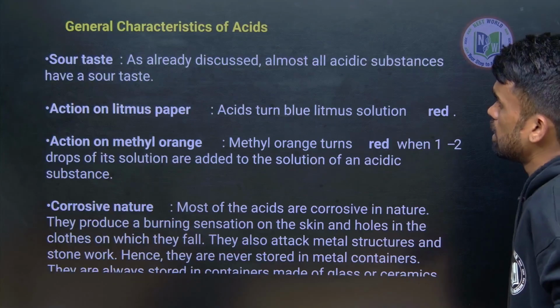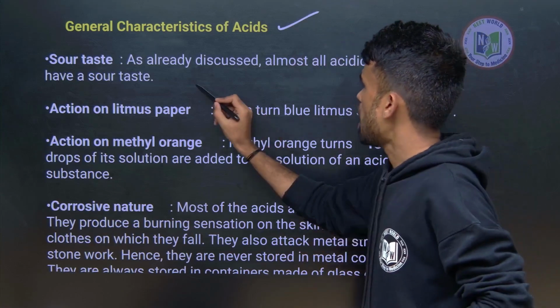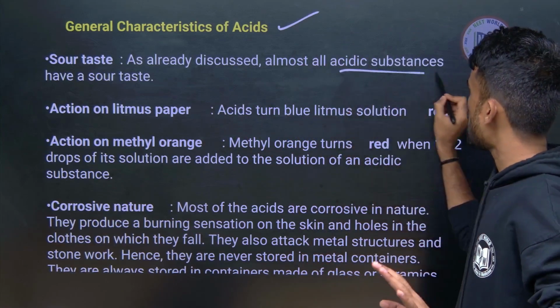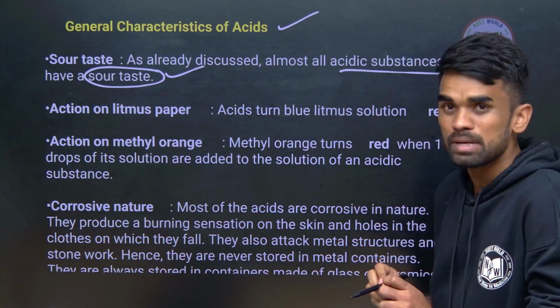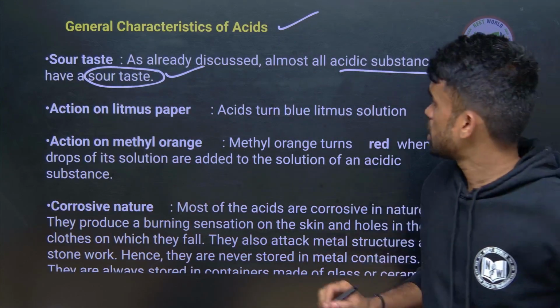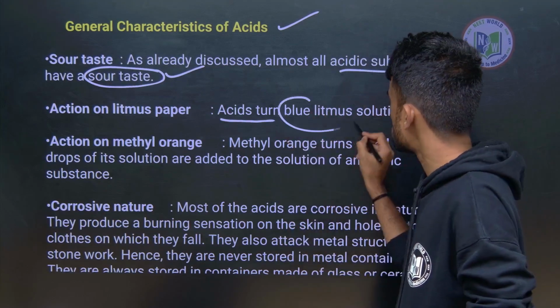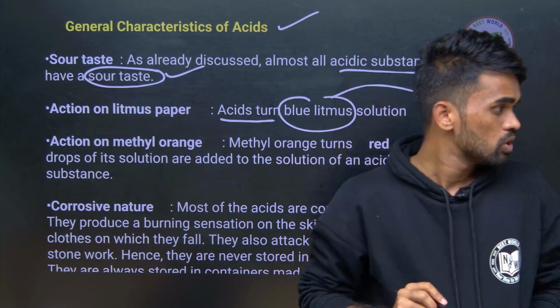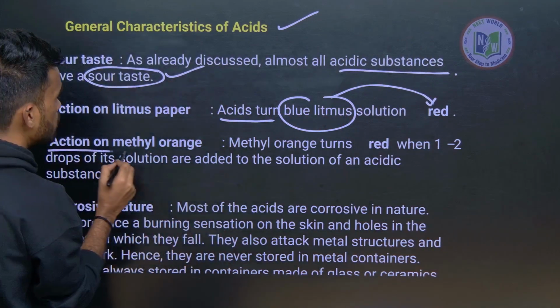Next, what are the general characteristics of these acids? As we discussed already, most acidic substances are sour in taste. Now what about the action on litmus paper? Acids convert blue litmus to red. So they will convert blue litmus to red. Then next, action on methyl orange.